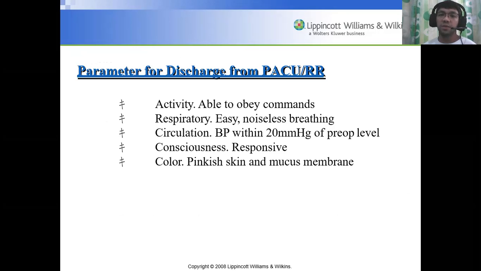Parameter for discharge from the PACU or recovery room is activity. If they are already able to obey commands, the patient will be removed or discharged from the recovery room. Respirations, it's easy and noiseless breathing. Circulation, BP within 20 millimeter mercury of pre-op level. Consciousness, they are already responsive. They're fully conscious, they're fully aware. Color, pinkish skin and mucous membrane. So if these are already present on the patient, they can already be discharged or transferred from the PACU or recovery room to the surgical ward.